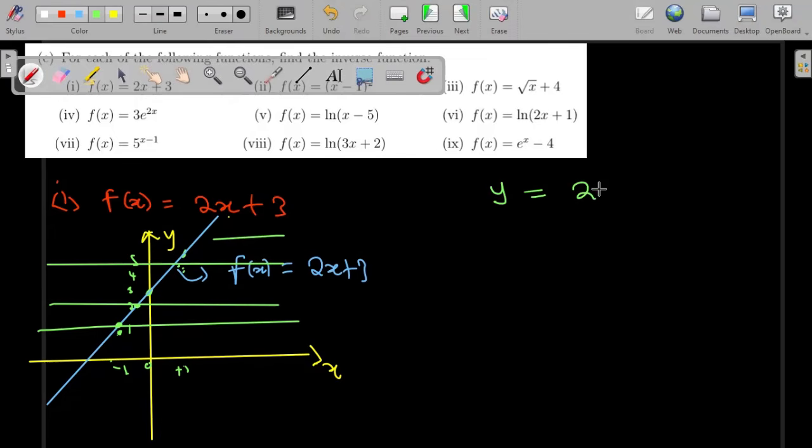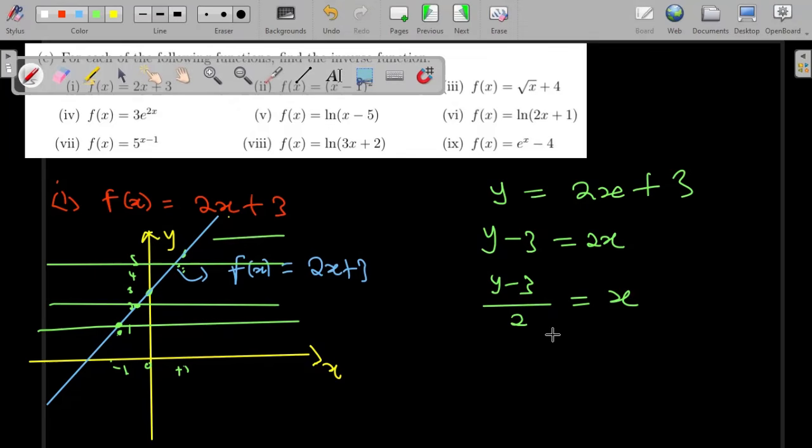So to find the inverse, we're going to say let f of x be y. So this is equal to 2x plus 3. And then here we just make x the subject of the formula. So I have y minus 3 is equal to 2x. And then I divide both sides by 2. So it will be y minus 3 divided by 2 is equal to x.